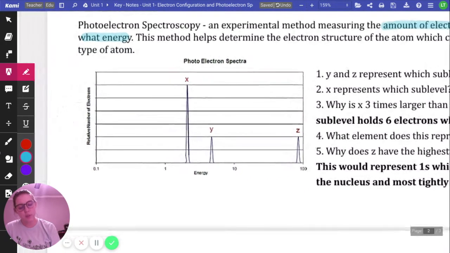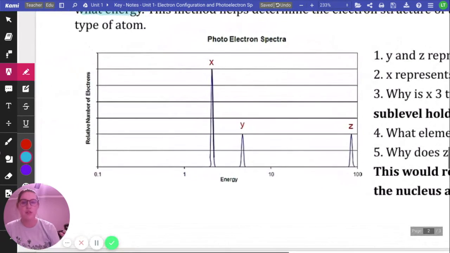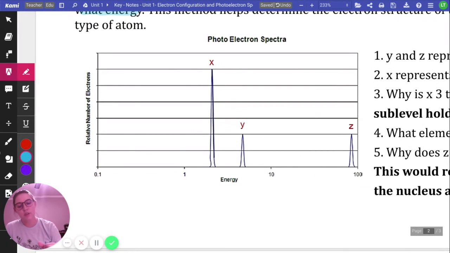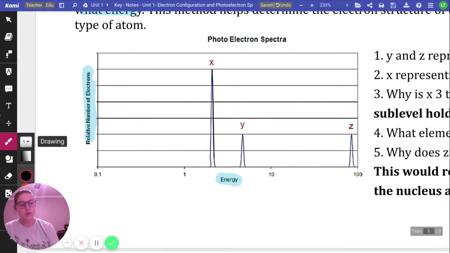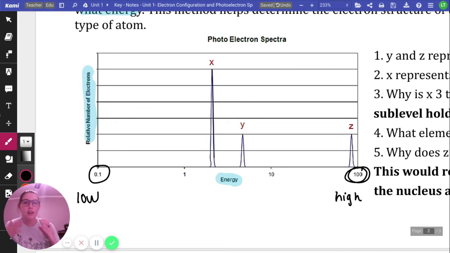So I'm going to show you guys a couple things on these, and then we'll go through these questions, to make sure they make sense for you. First thing is over here, this is our relative number of electrons on the y-axis of our graph. And down here at the bottom, we have our energy. I do want you to pay attention because your scale won't always be the same on your energy. It may sometimes be flipped. Over here, you'll notice we have really high energy, whereas over on the left, we have really low energy.